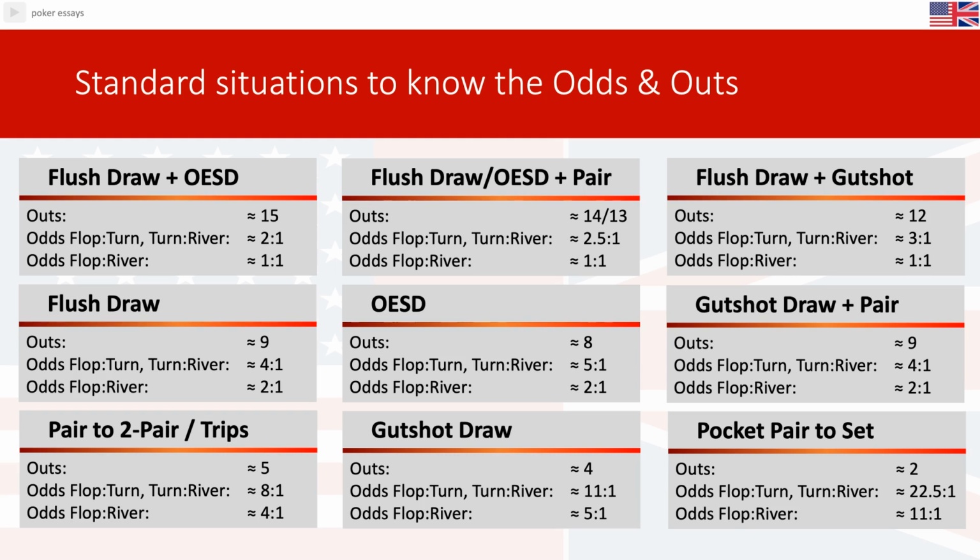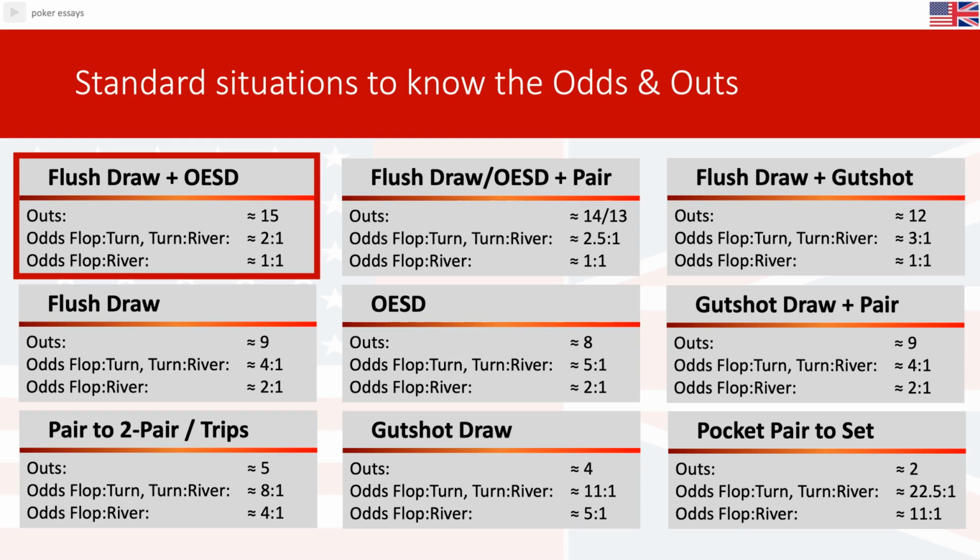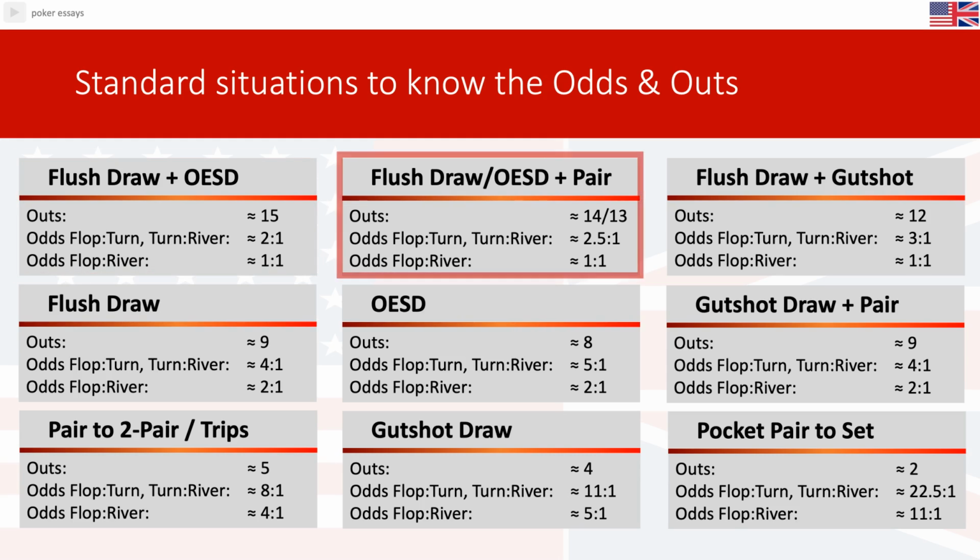Starting with the hand with the most outs, try to follow the examples from the top left to the bottom right. If you hold a flush draw combined with an open-ended straight draw, you are enjoying 15 outs, which is odds from the flop to the turn or the turn to the river of 2-1, or odds from the flop to the river of 1-1. If you hold a flush draw or an open-ended straight draw with a pair, you are enjoying 14 or 13 outs, which is odds from the flop to the turn or turn to the river of 2.5-1 and odds from the flop to the river of 1-1.